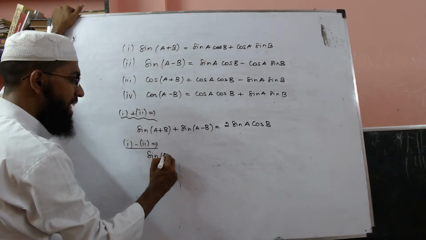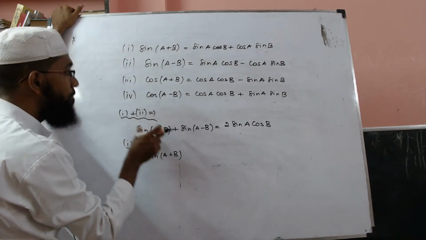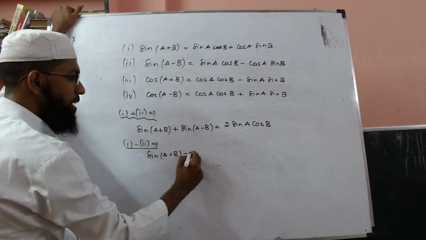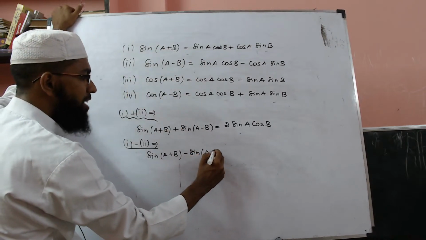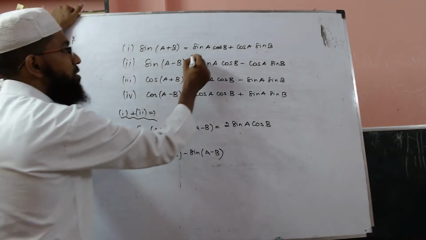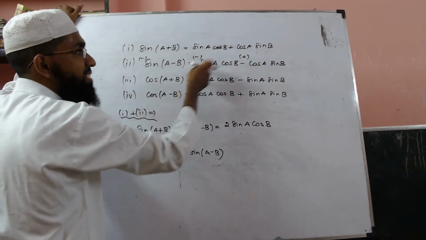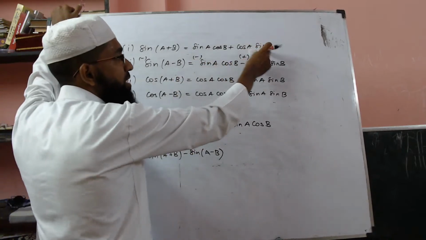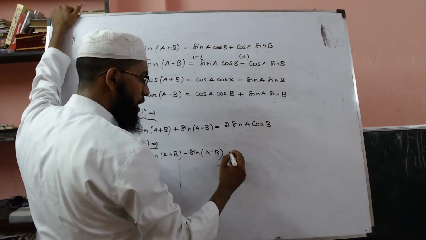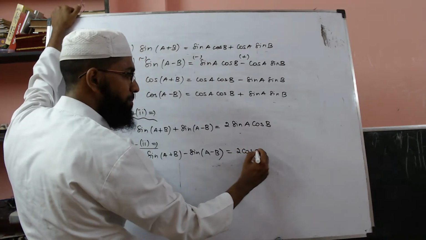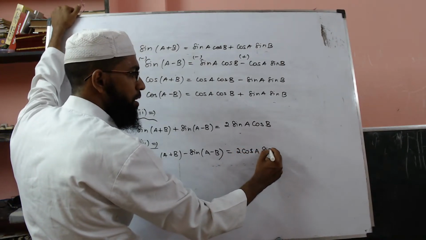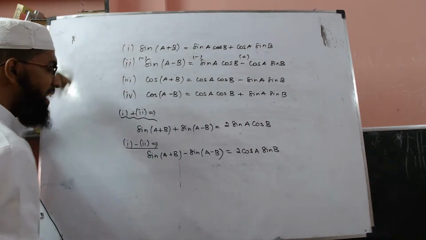Sin of LHS minus LHS. Sin of a plus b minus sin of a minus b. So subtract means I will put minus here, minus, it will become plus. Now this will get cancelled, this will get added up, and you will have cos a sin b plus cos a sin b. You will have 2 cos a sin b.